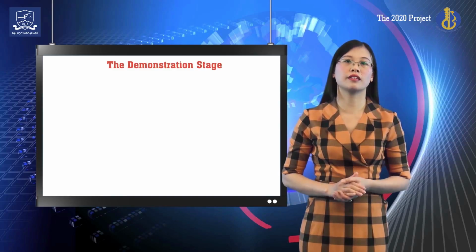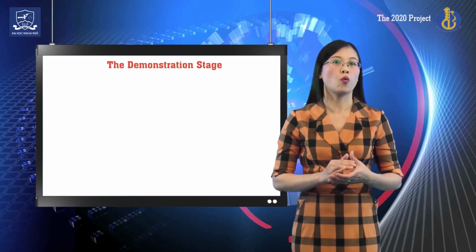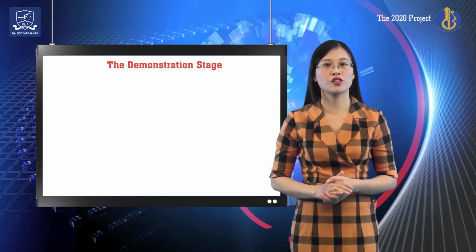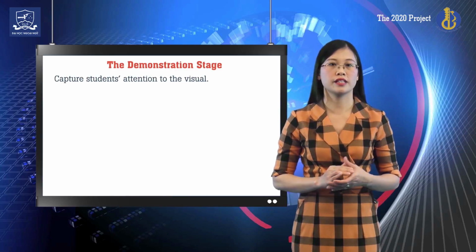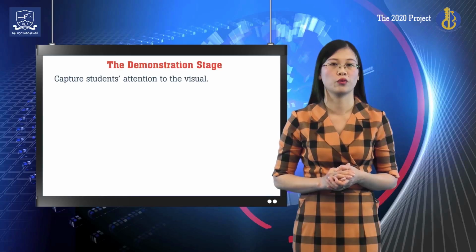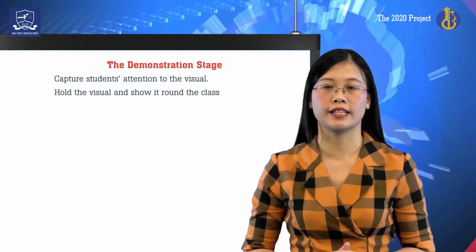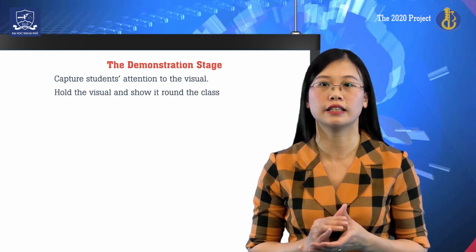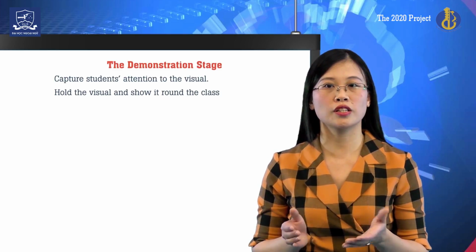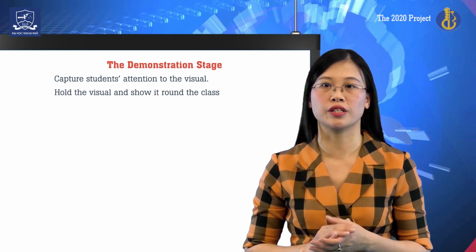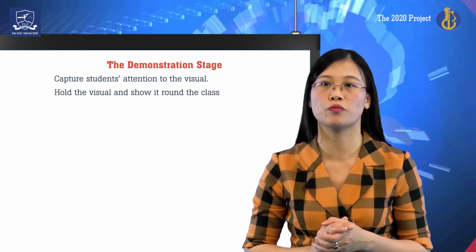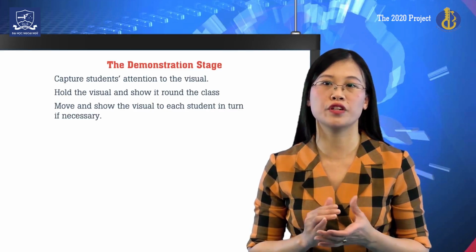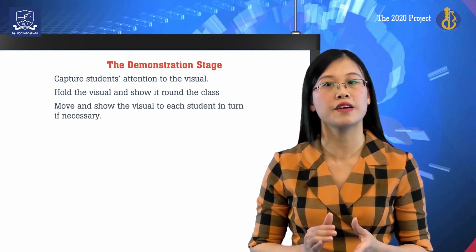Now, let's take a look at the demonstration stage to see what you should do with the visual. First, draw students' attention to the visual aid, such as a picture you are going to show. Then, hold the visual steady and show it around the class to make sure that everyone can see it easily. Do not stand in a position where two students on either side cannot see the visual properly. Walk around slowly and show the visual aid to each student in turn, if necessary.